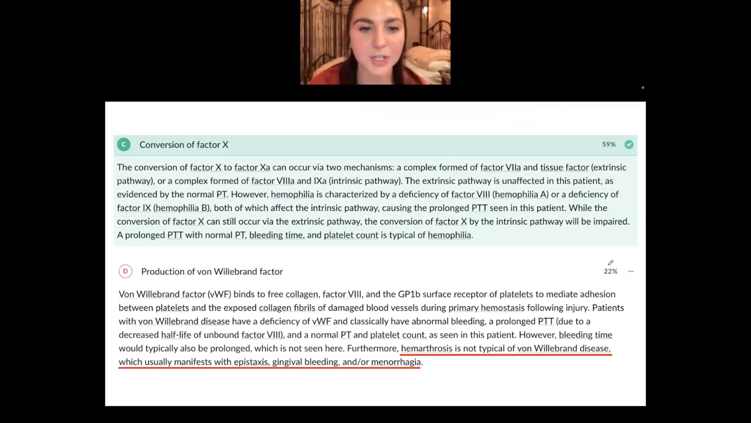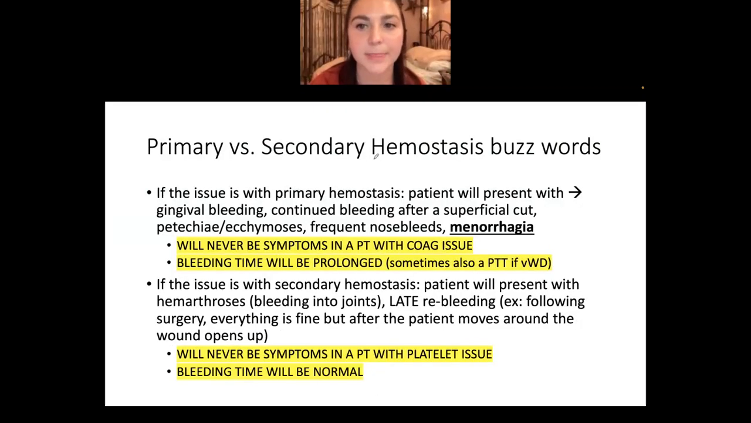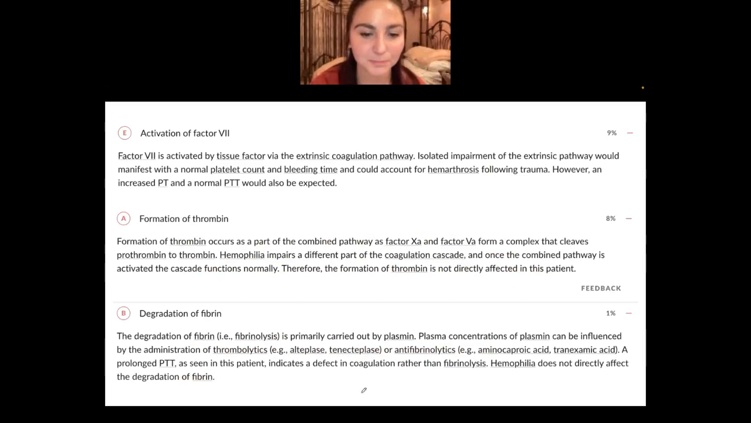All right. And then I just put on here, a lot of people did pick this, AMBOSS 22% is kind of high on AMBOSS. But like I said down here, basically what AMBOSS is saying is it doesn't sound like von Willebrand disease. It says down here, hemarthrosis is not typical of von Willebrand disease. Von Willebrand disease usually manifests with epistaxis, nosebleeds, gingival bleeding, and menorrhagia. This is more intense. And then here's again the primary versus secondary hemostasis buzzwords.